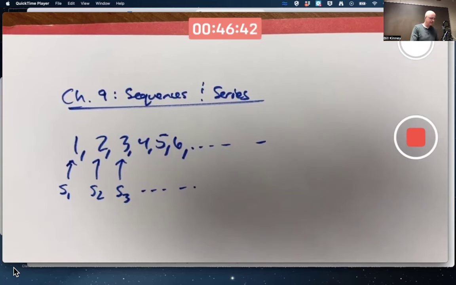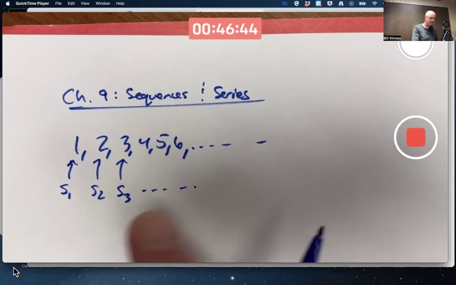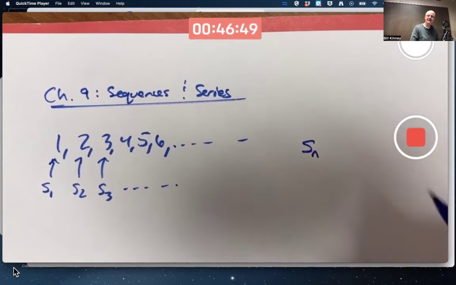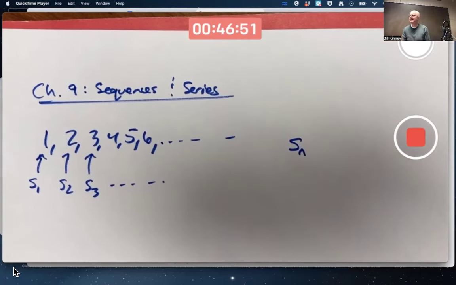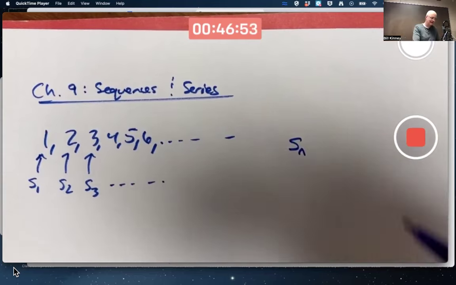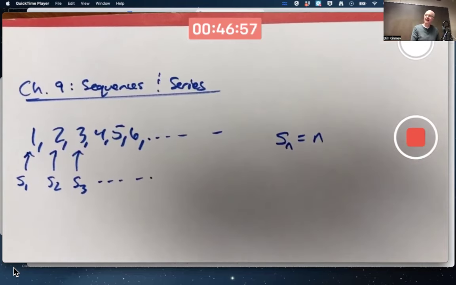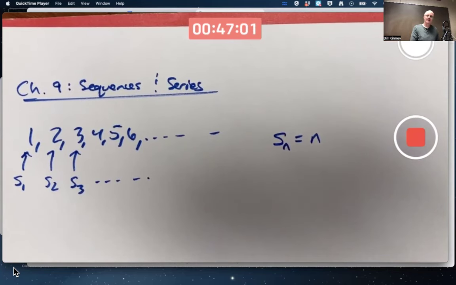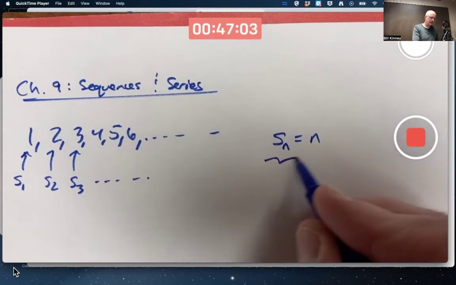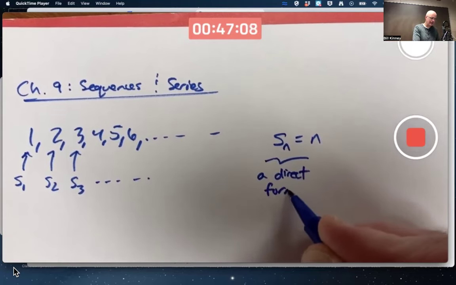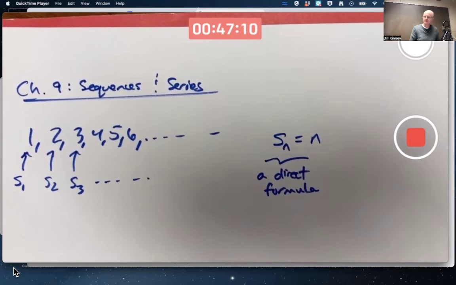Keep it simple today. If we start with the first term, there is a direct formula for S sub n. It equals n. Because S sub 1 equals 1, S sub 2 equals 2, S sub 3 equals 3, etc. A direct formula. Why call this a direct formula instead of just formula? Why use the word direct?